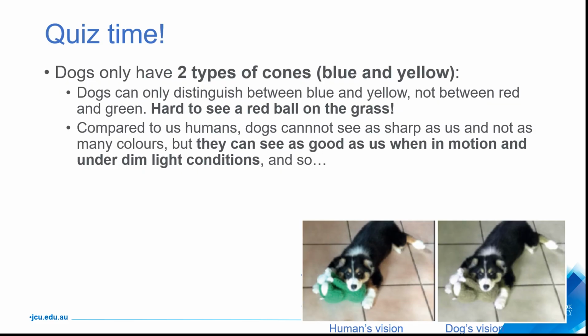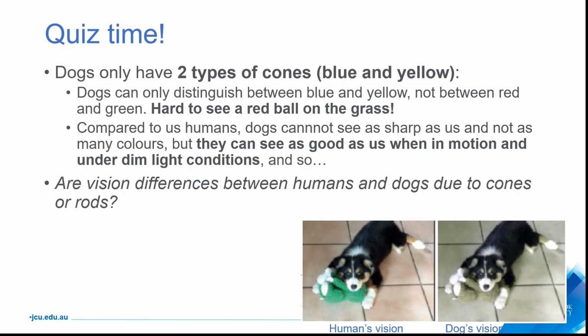So, vision differences between humans and dogs due to cones or rods. How many of you say cones? Hands up. How many of you say rods? Hands up. Yeah, cones. For cats and dogs, that's how they differ from us humans. Cats and dogs do not have as many cones as we do.